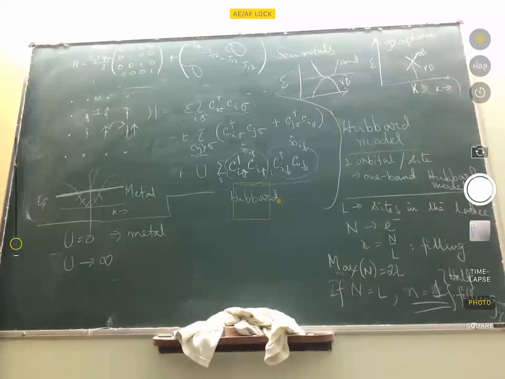Sir, on the microscopic level, what might cause the U to be very high? Let's see. Different atomic orbitals have different shapes and sizes, right? So if some of the orbitals happen to be confined closer, in a smaller region of space, and then you put two electrons in such an orbital, that will cost you more energy.